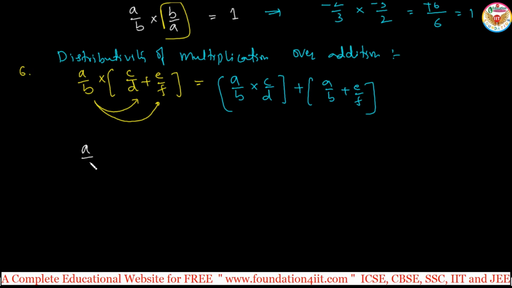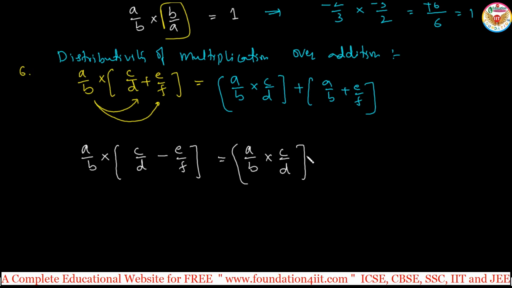Just like a by b is multiplied with c by d minus e by f. So minus e by f you can write as plus of minus e by f also. Same, that is exactly equal to a by b into c by d, and minus, because plus into minus is minus, again a by b into e by f. So you'll get the same result over here.